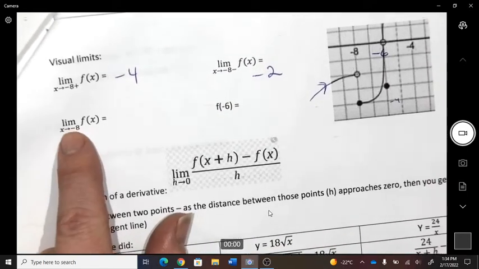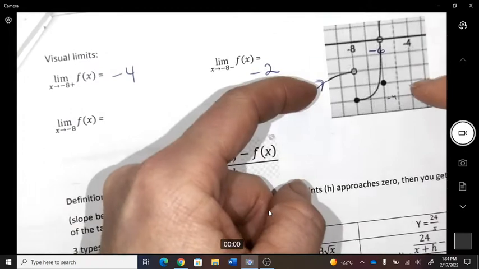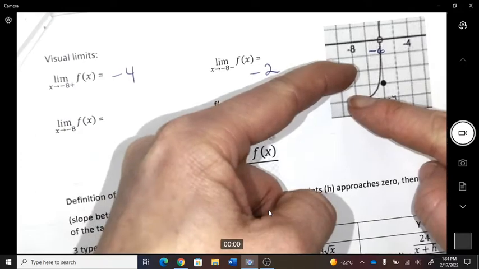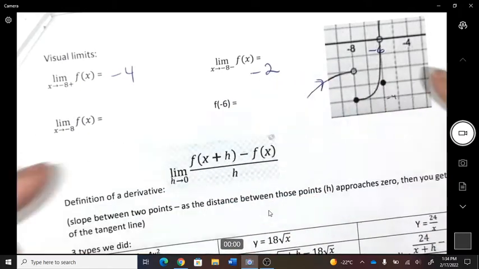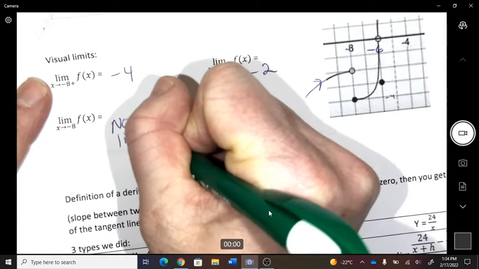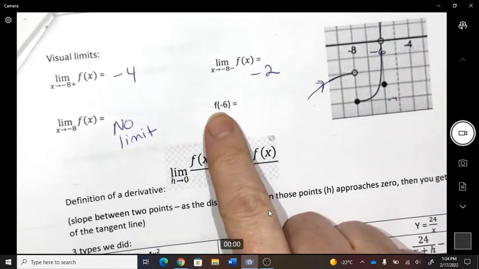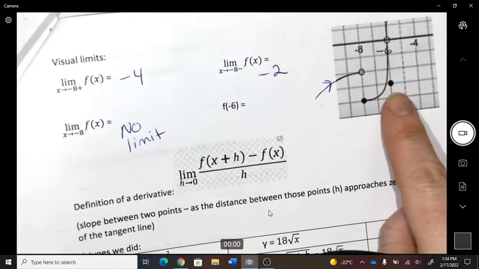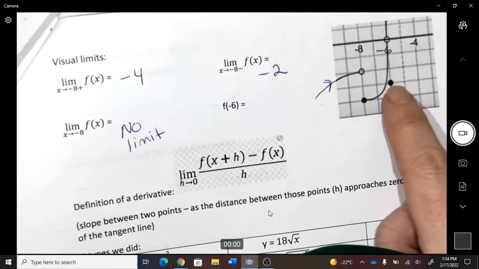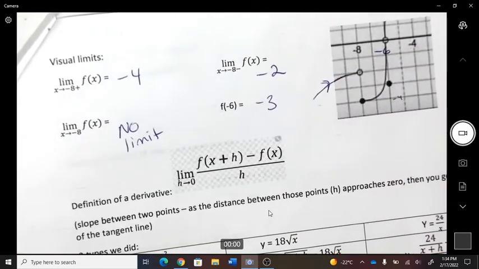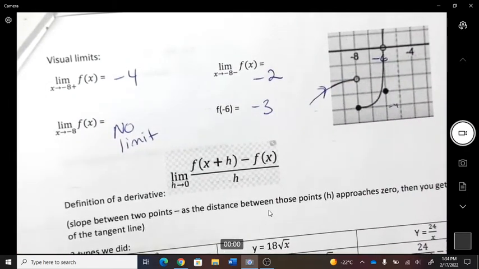Okay, this one says as you go towards negative 8, now you have to say if I go from both directions. So as you tackle it from both directions, are you going to the same spot? Nope. So there's no limit. And this just says what is the specific y value at x equals negative 6. So you can't do the open hole. You would have to do this value, which is negative 3. Okay, so you'll have one question on your test like that.